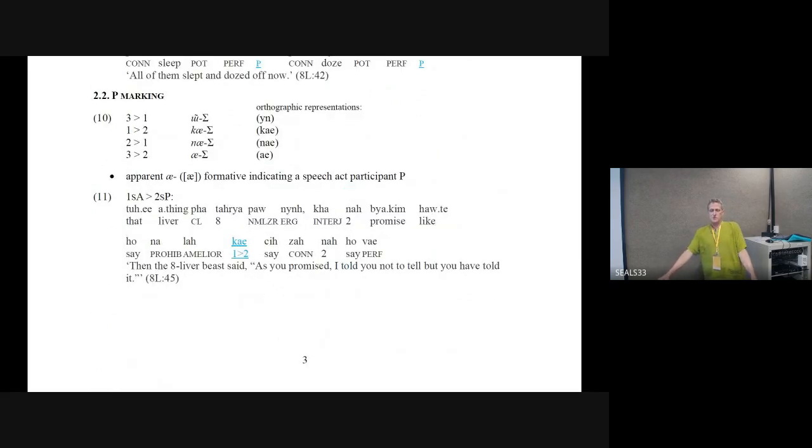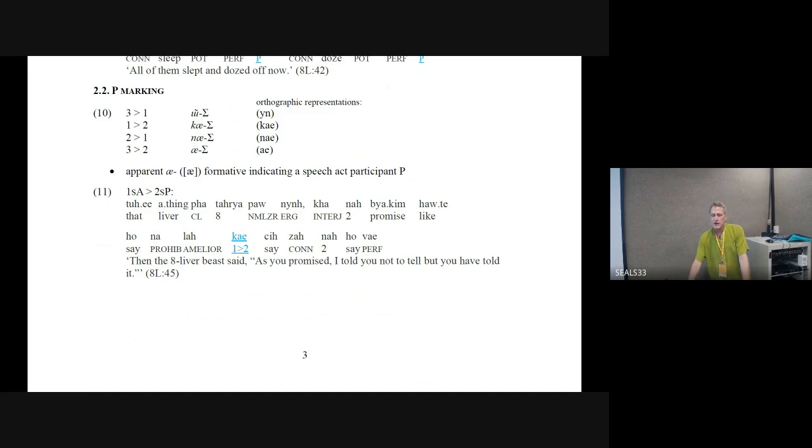So, first singular A acting on second singular P. The second line of number 11, the ka part, that's the part which corresponds in the gloss to "I told you." What precedes it is "I don't tell" or "don't say it." So it's simply the "I told you" part, or "I said to you" part.